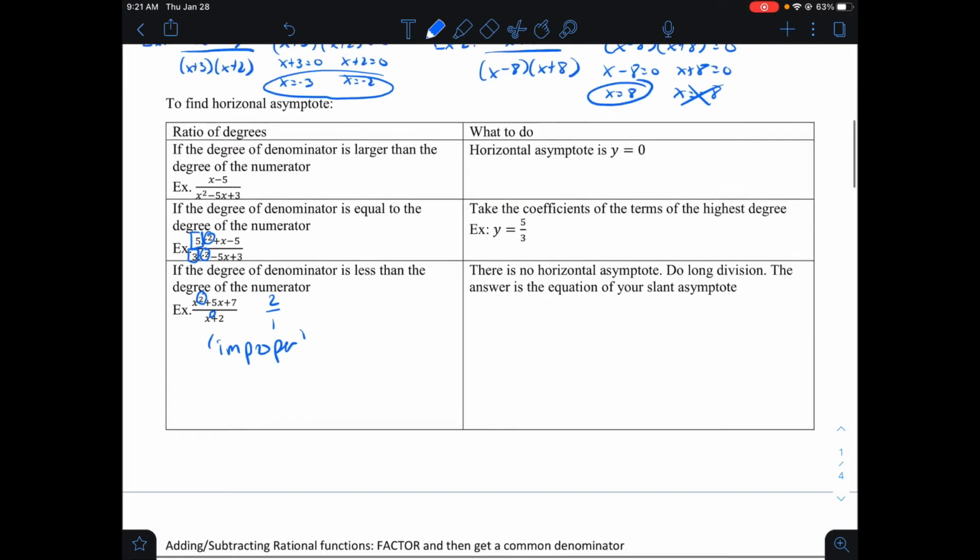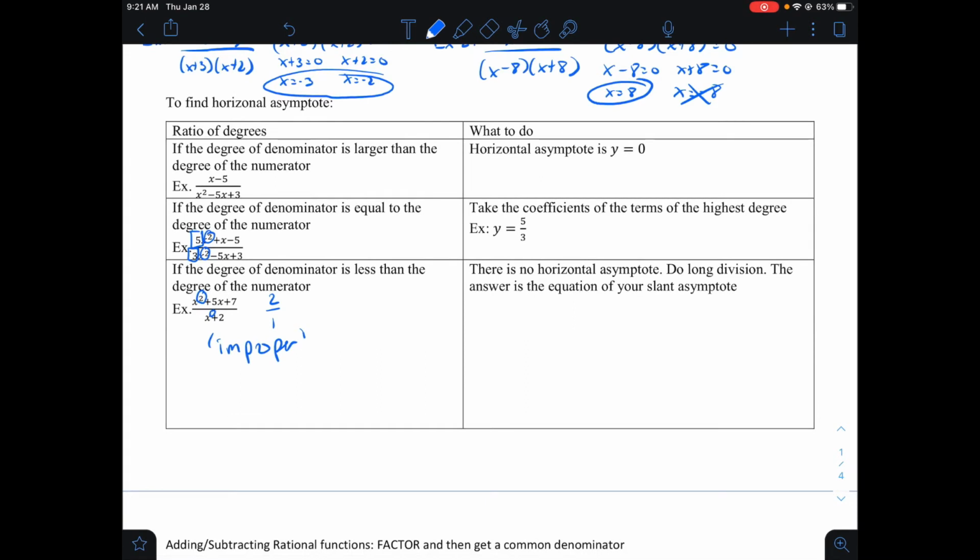That's when you have to do some division. It says, when this is the case, there is no horizontal asymptote. You have to do long division. The answer is the equation of your slant asymptote.